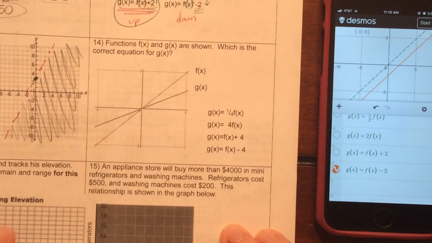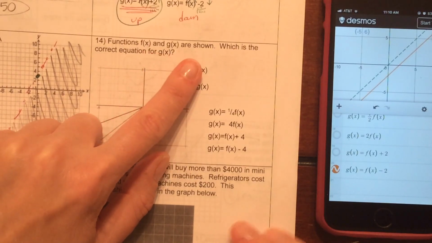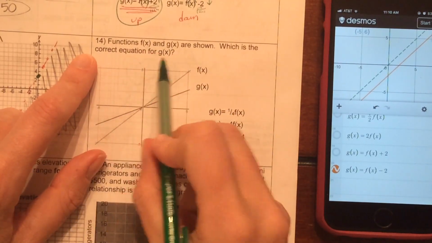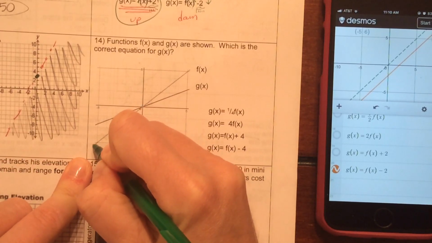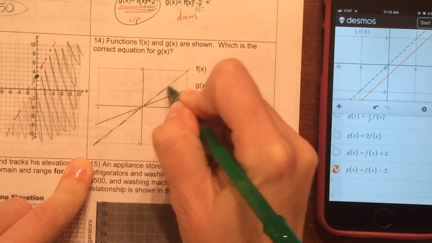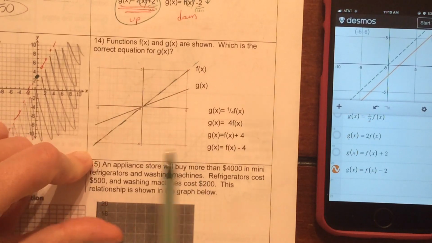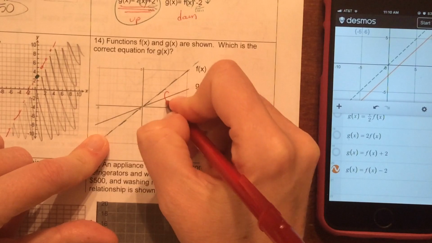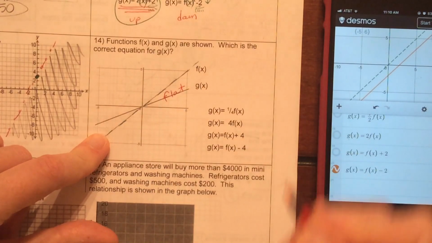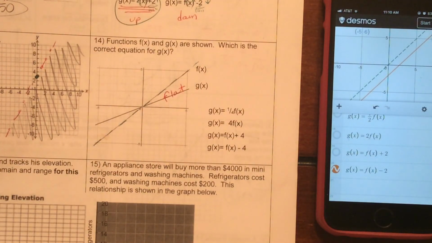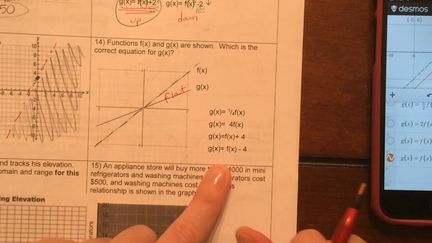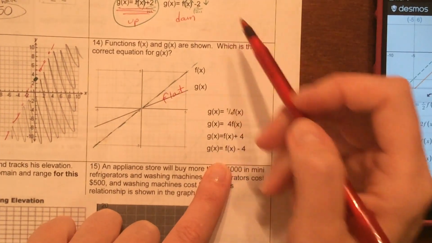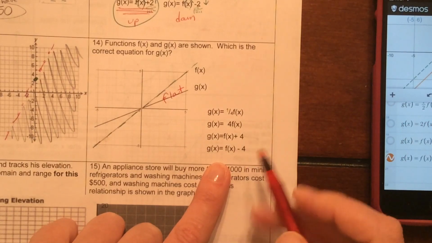For question 14, functions f of x and g of x are shown. Which is the correct equation for g of x? This is our parent function that goes through our origin. And for this one, what we're doing is we're changing the steepness, and this line is becoming more flat. So when we change the steepness, that is the number that is being multiplied out front. So looking at your answer choices, this is the same kind of thing that we had above on question 13, but we have different numbers.